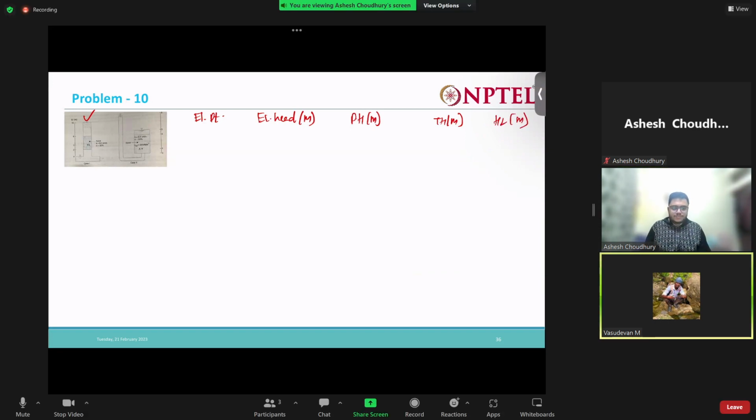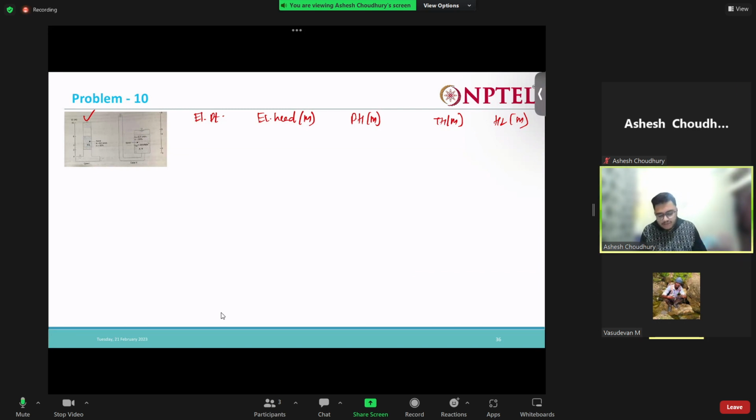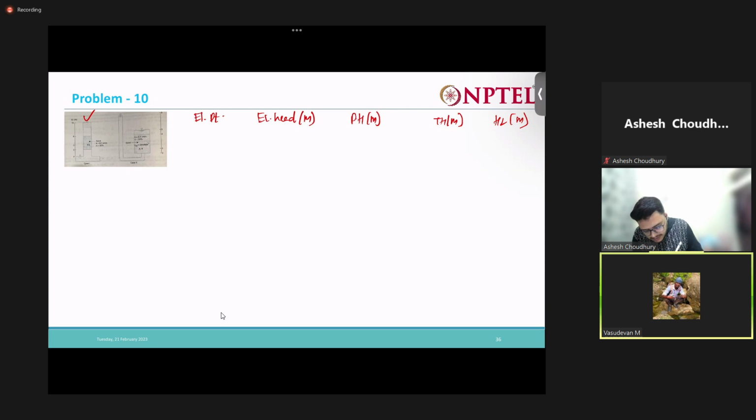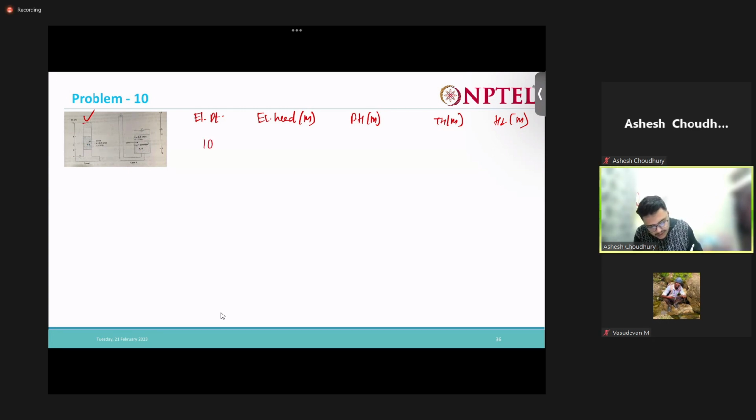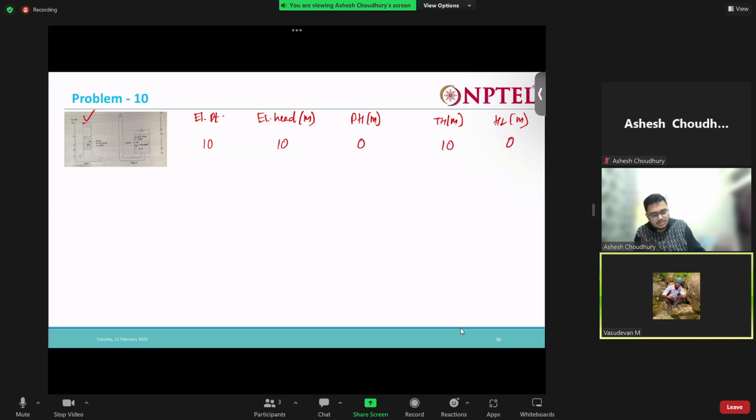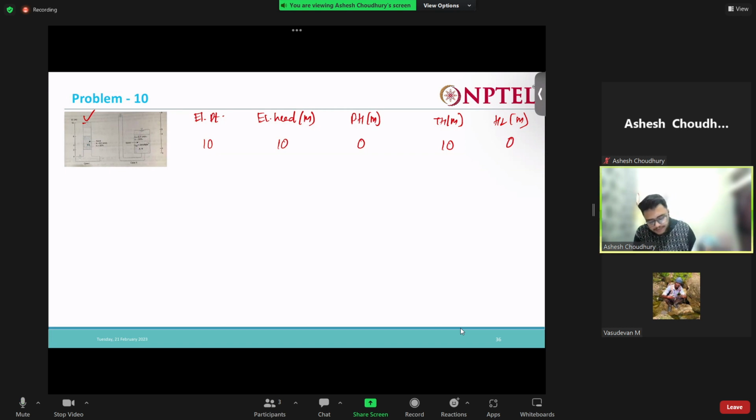Okay, we have all these things. So for case one, let us see at 10 elevation, means at here. What is the elevation head? It's 10 meters. What is the pressure head? Above that, no water is there, right? So pressure head is 0. What is the total head? It is elevation plus pressure head. It is 10, and the head loss is 0.